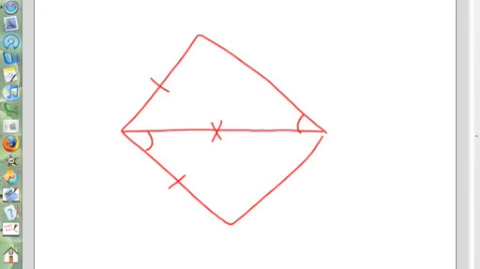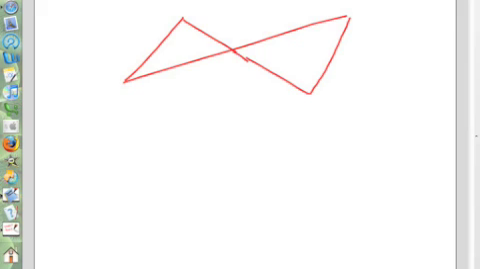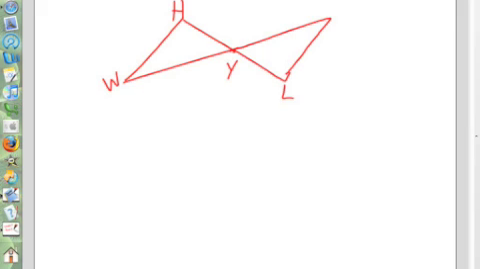Okay. All right, now let's look at number 10 because this one's just nifty. Tell how you would prove that these two are congruent. If my drawing looked right. Close enough. And we've got H, Y, L, and this is W, and this is F. Okay.